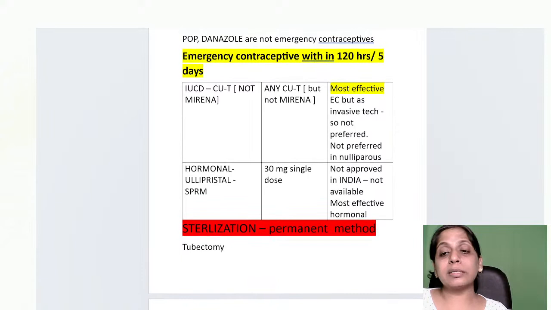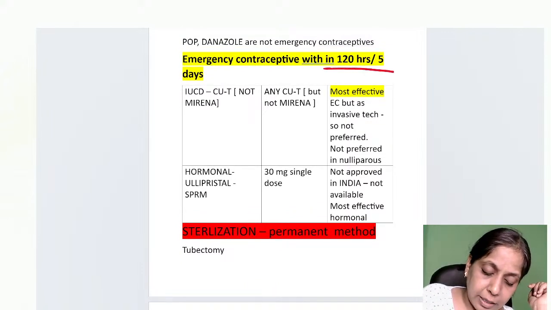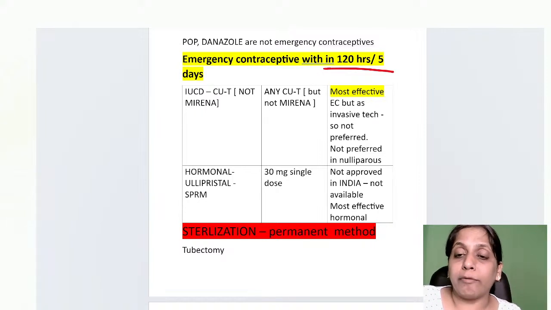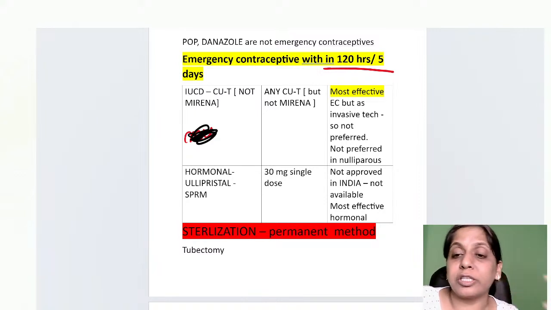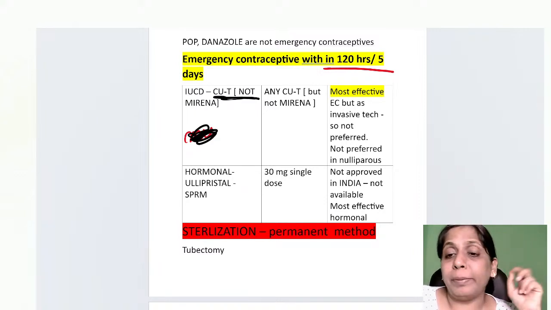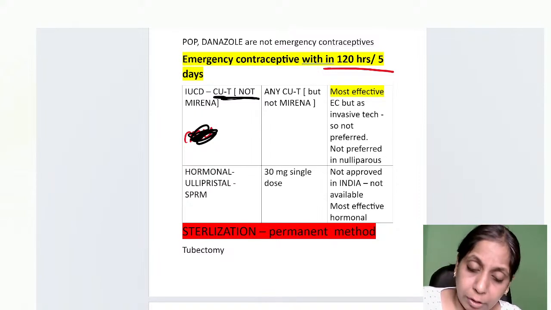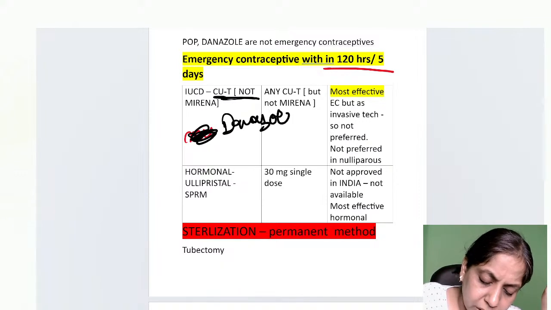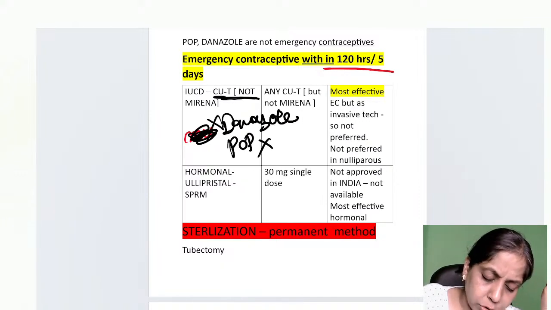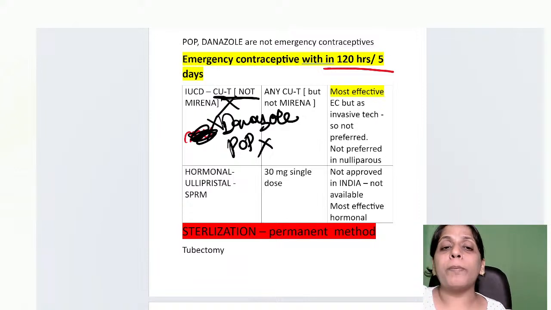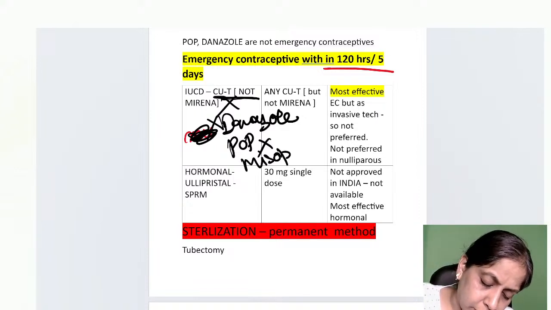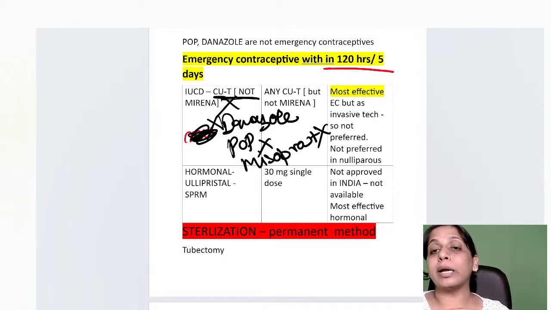If 72 hours have passed and the patient wants to take it up till 5 days, then the device which we can give is for multiparas, or for patients who have one child, a copper T. Please, Mirena cannot be given. Danazol cannot be given. Progesterone only pills cannot be given. These three things cannot be used. And misoprostol is not an emergency contraception. It is an abortifacient. Okay.